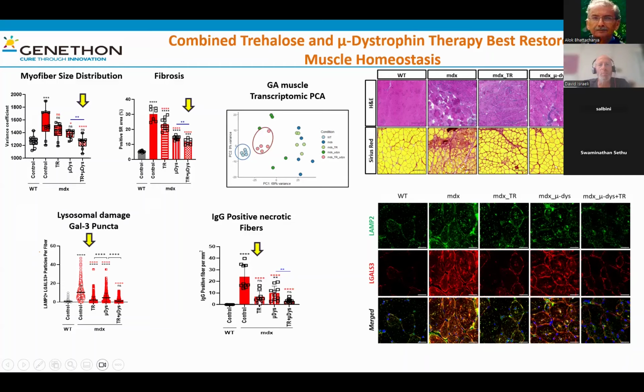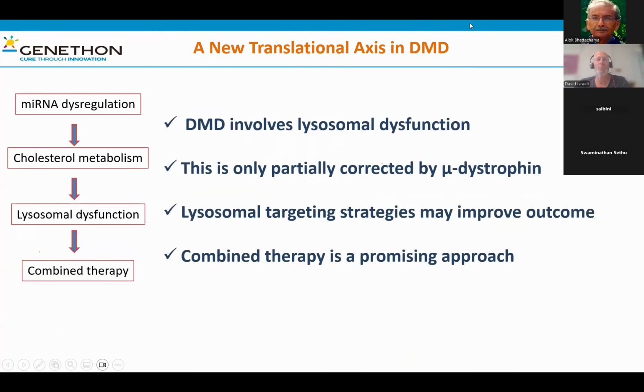And another similar marker is IgG positive. IgG marks necrotic fibers. So you reduce tremendously these necrotic fibers with trailers only. And of course, the combined is best. What's interesting for these parameters, which are lysosomal damage, is that the trailers is even better than the microdystrophin. And of course, together, it works best.